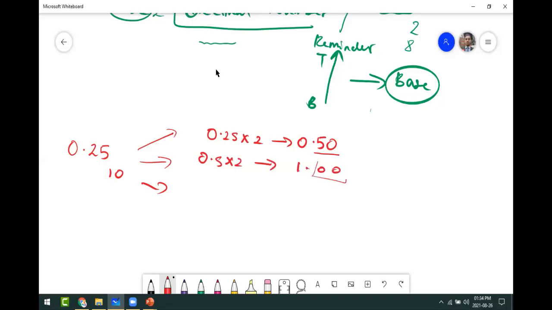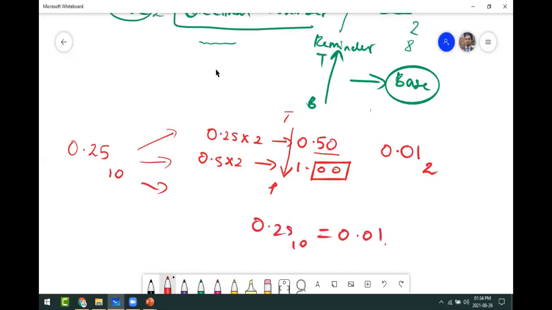Then 2, then we get 1.00. So it is 0. Now how do we write it, if it is a decimal part, from top to bottom? So the first 0, then here 1. So it is base 2. It means 0.25 base 10 is equal to 0.01 base 2.